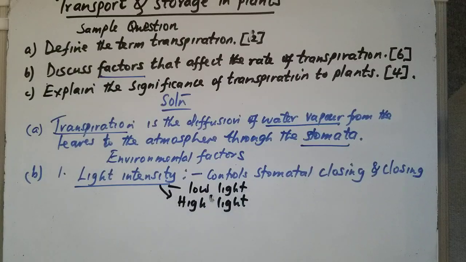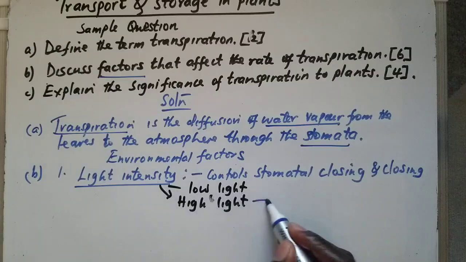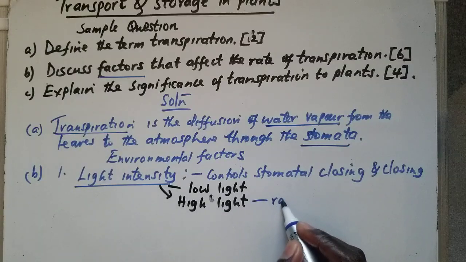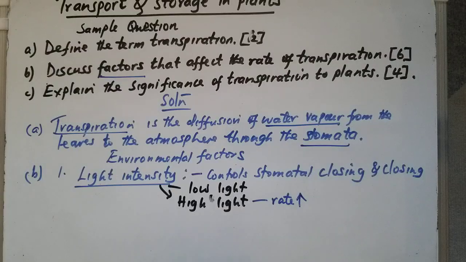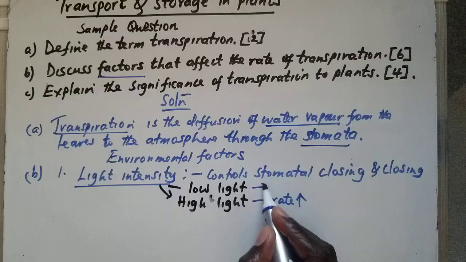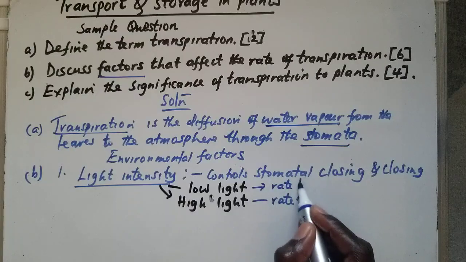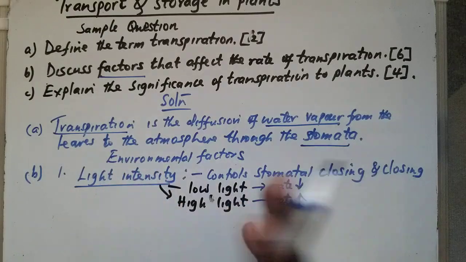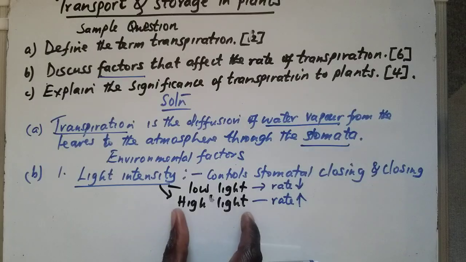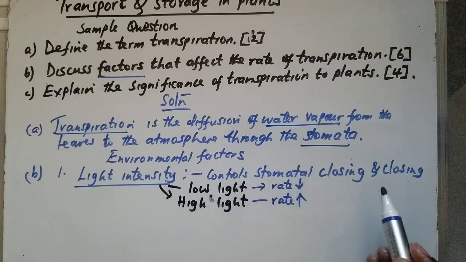So when there's high light, it simply means that the rate of transpiration is going to be high. But of course when there's low light intensity, it simply means that the rate of transpiration will be low, as my arrow moving down there indicates. So that is what you need to talk about. Light intensity controls the stomatal closing and opening. So when there's high light intensity, it simply means that the stomata are going to do what?